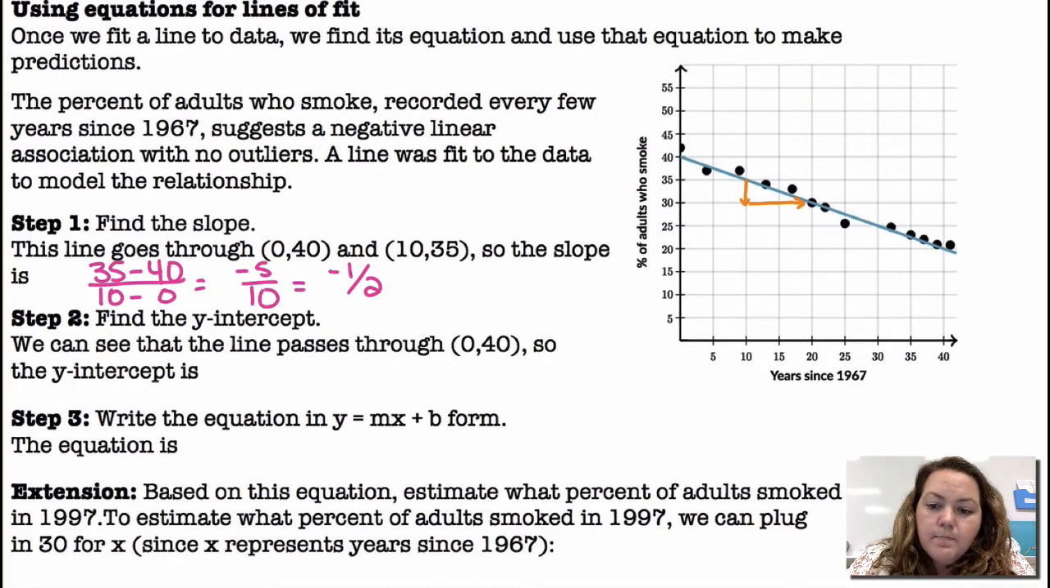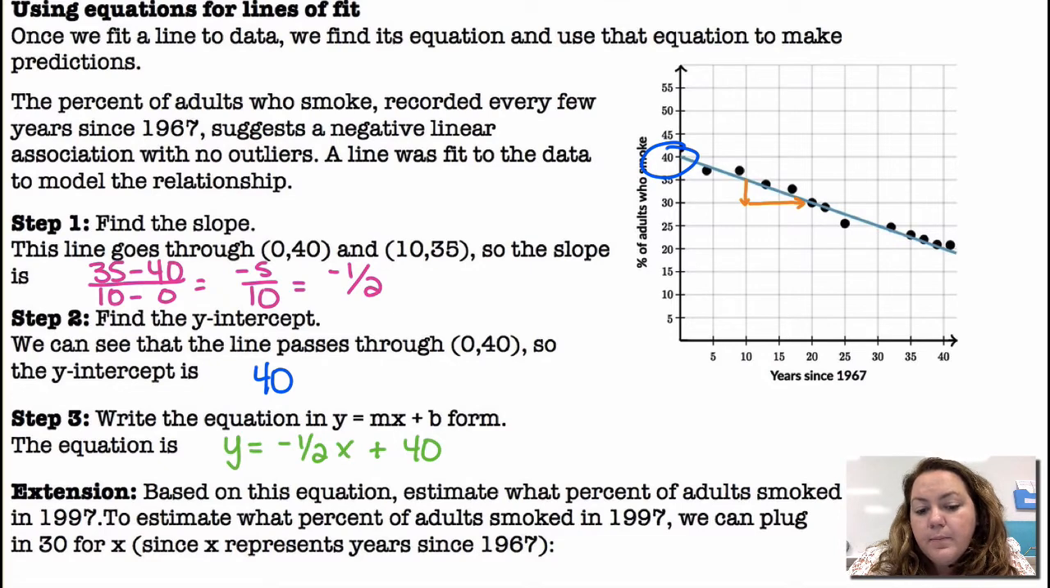Find the y-intercept. That's where it's crossing the y-axis. We can see that the line passes through (0, 40). When x is 0, y is 40, so my y-intercept is 40. Then write an equation in y equals mx plus b form. We are actually going to change up that order when we get into more advanced linear regression, but we'll just keep it like how you're used to from Algebra 1. So y equals negative 1/2 x plus 40.